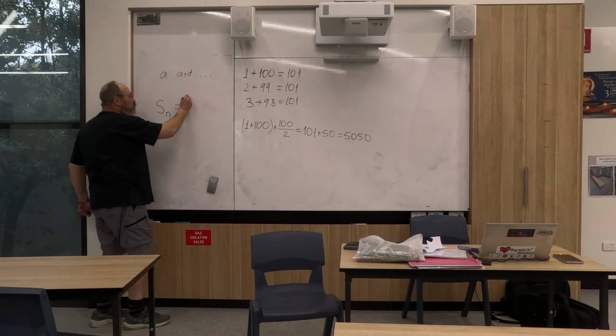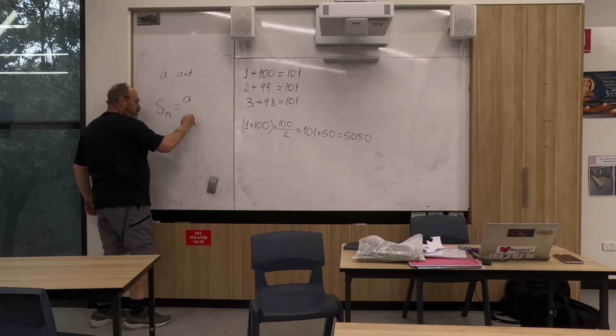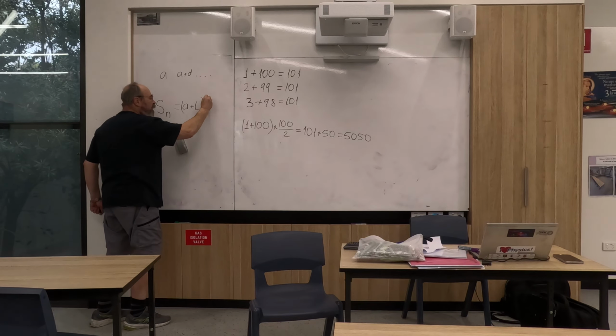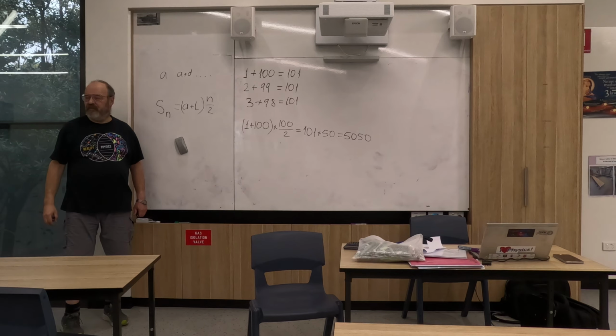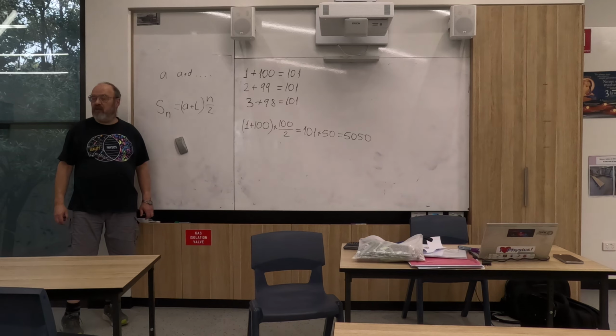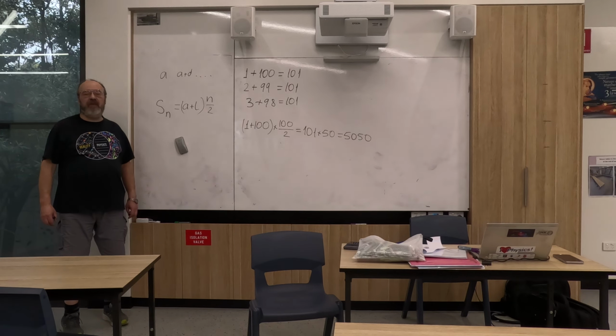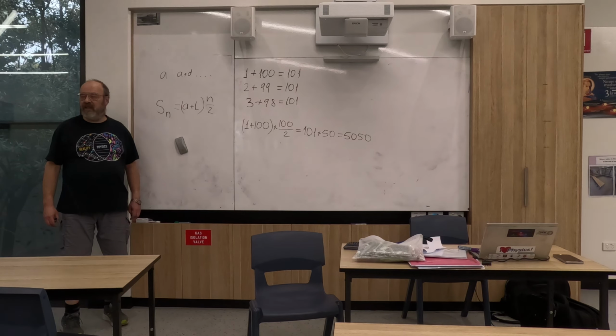We can take the first term plus the last term and multiply by half of the number of terms in the sequence. So this is a formula for the arithmetic series. But usually we have the first number and the common difference. How can we incorporate that?